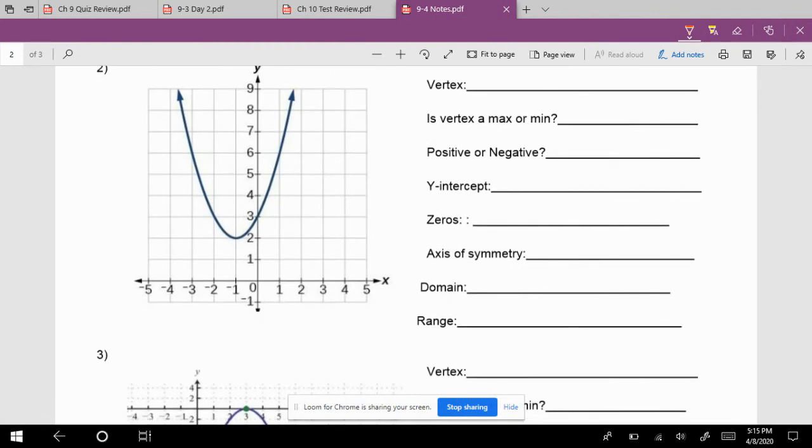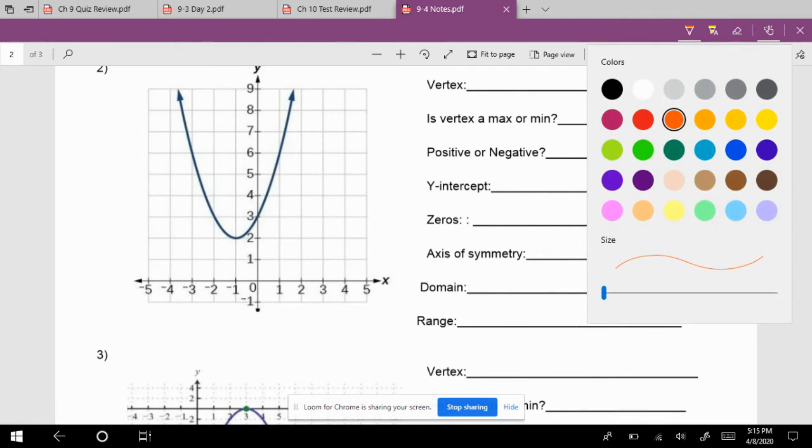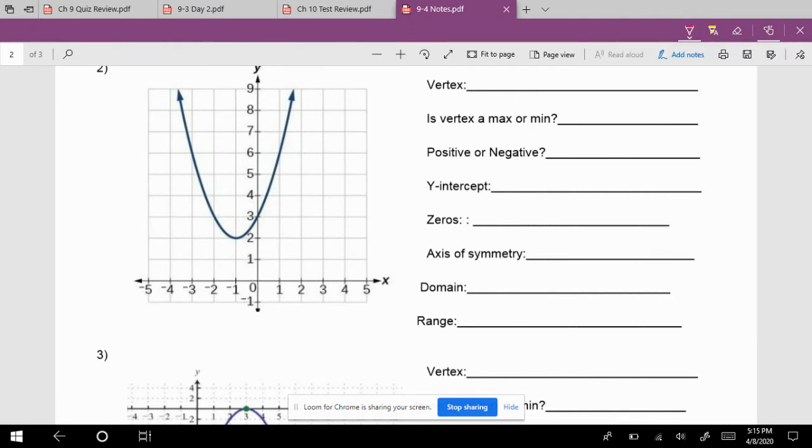Okay, next one, number 2, vertex. So vertex would be right here. That's the maximum or the minimum point. And its coordinates are -1, 2. Is it a maximum or minimum? Well, think about it again. If you're riding the roller coaster, you're going down, get to the bottom, and then you go back up. So you have reached the minimum of the graph. That's the lowest you're going to go. Is it a positive parabola or a negative parabola? It is positive because you got a happy face.